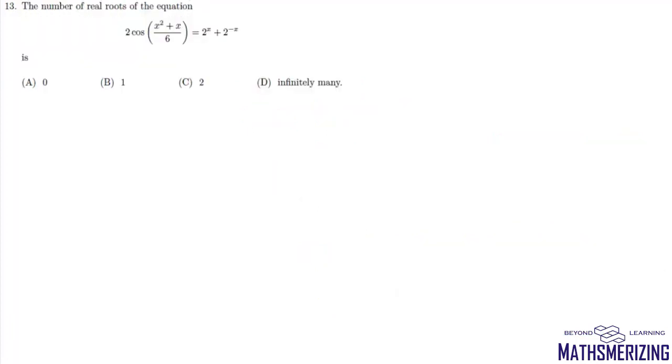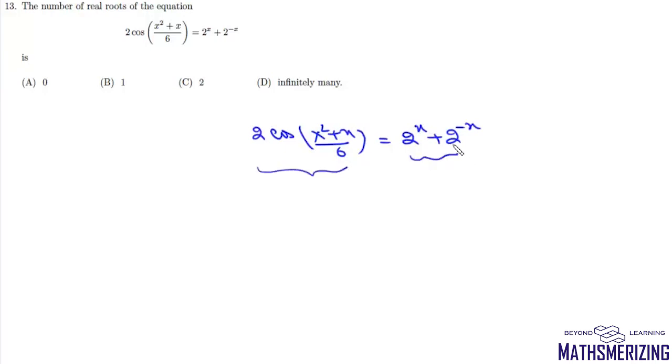Now question number 13 is: we need to find the number of real roots of the equation 2 cos x square plus x upon 6 is equal to 2 to the power x plus 2 to the power minus x. Here we have a trigonometric expression on the left and an exponential expression on the right.